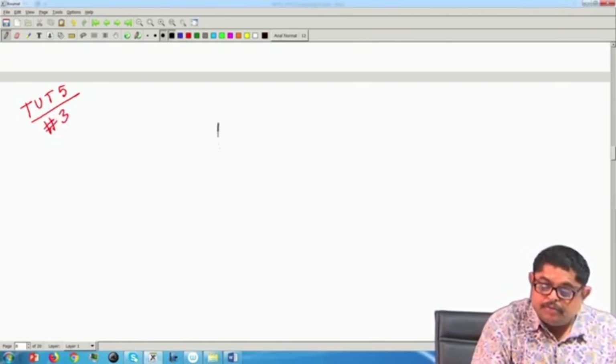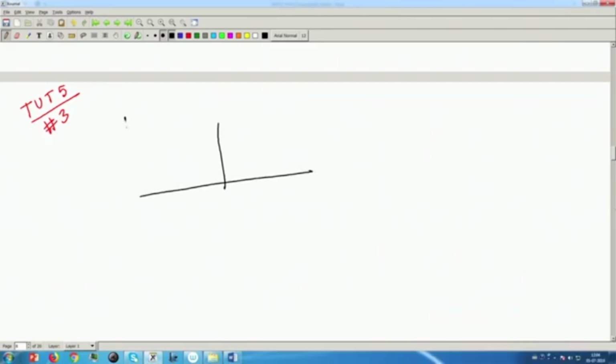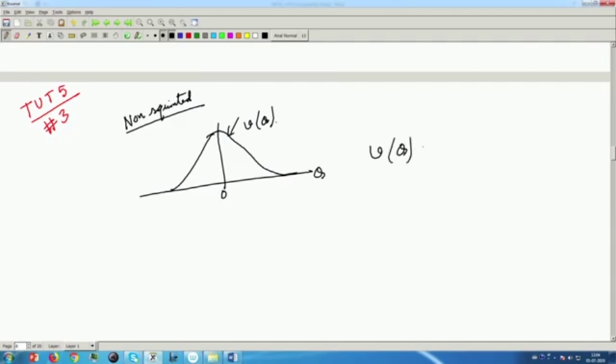So, first let me draw the non-squinted pattern, because it is a Gaussian pattern. So, we will have the pattern like this. This is versus theta and this is our V theta, this is 0. It is given that the form of V theta is e to the power minus a square theta square by 2.